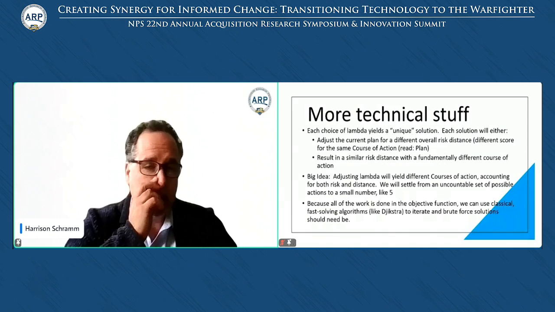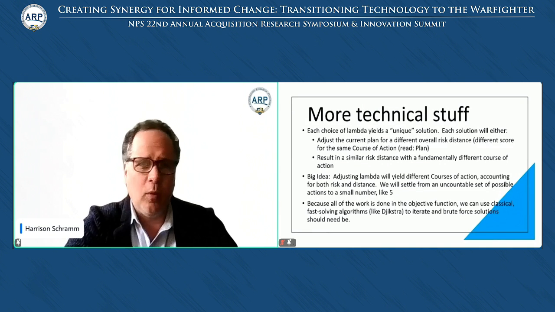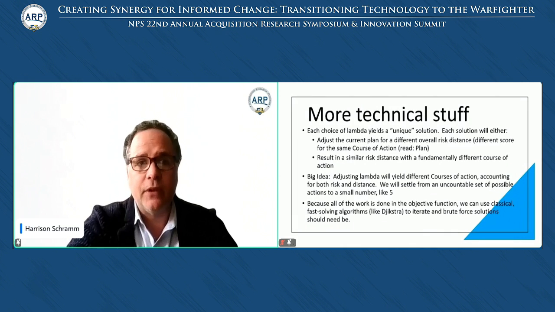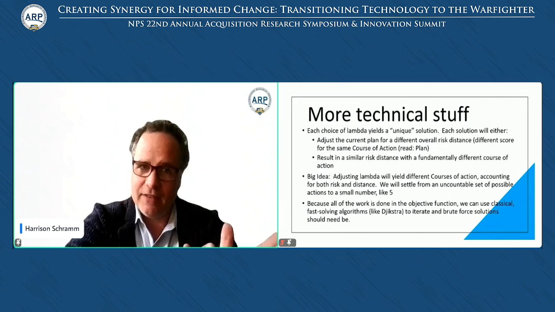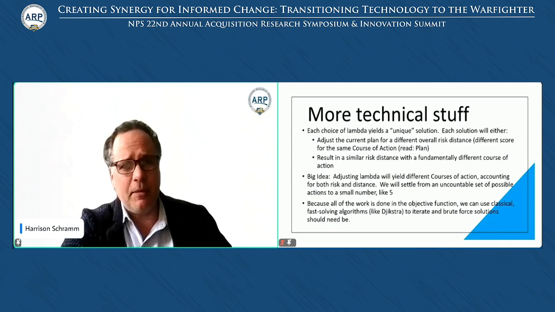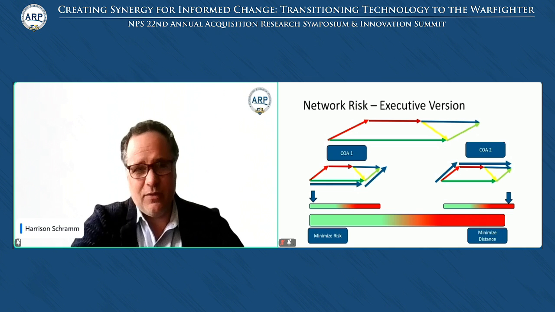So I can use Dijkstra or Ford-Fulkerson if you want to iterate, and I can actually brute force solutions, which is desirable. It's not mathematically elegant, but if you need answers right now, you can just brute force them, and there's a case to be made for that. Next slide, please. So this is sort of an executive diagram of what this looks like.